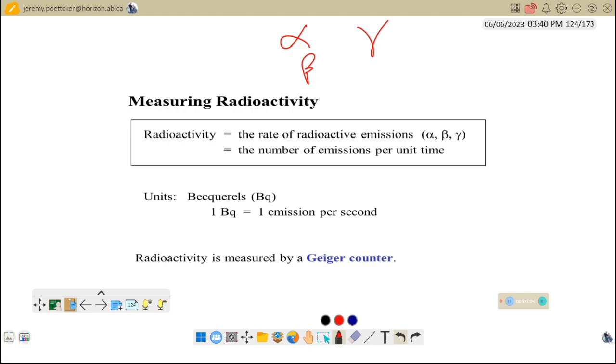We measure radioactivity in how many emissions there are per unit time. And the typical unit is the becquerel, which is 1 emission per second. Tool-wise, if we want to measure it, it's with a Geiger counter.